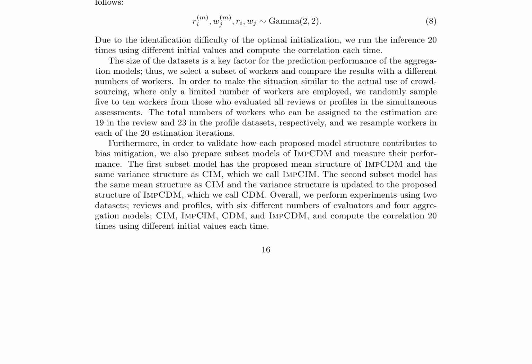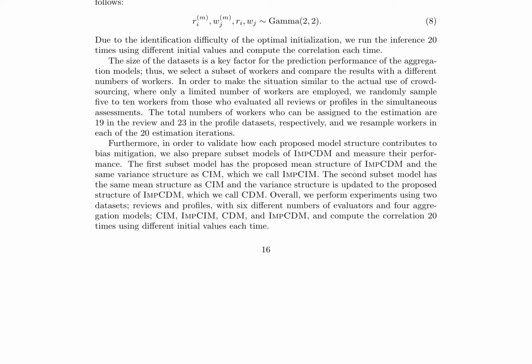The experimental setup explores the impact of dataset size on prediction performance, comparing results with different numbers of workers. To simulate real-world crowdsourcing scenarios, 5 to 10 workers are randomly sampled from those who evaluated all reviews or profiles in simultaneous assessments. Experiments are conducted using 2 datasets, reviews and profiles, with 6 different numbers of evaluators and 4 aggregation models: CIM, IMP-CIM, CDM, and IMP-CDM.